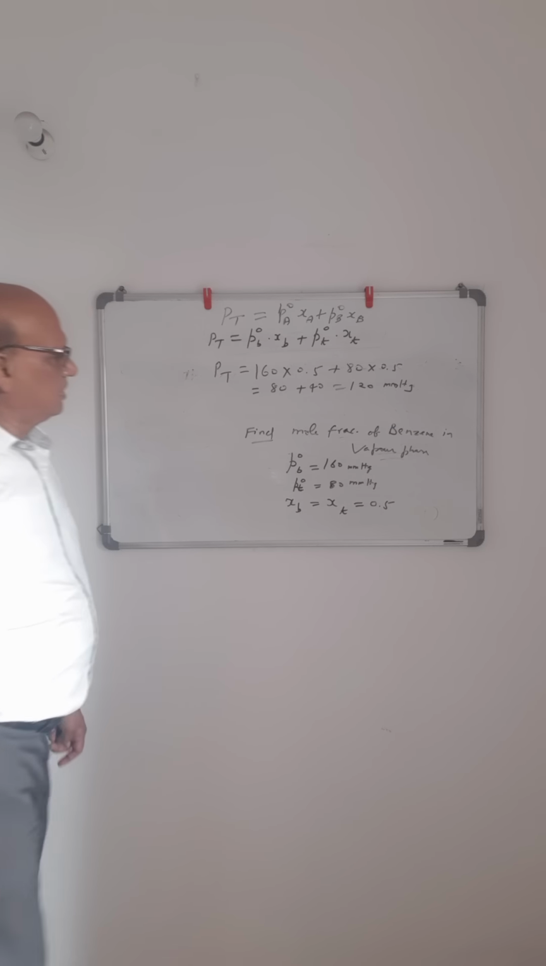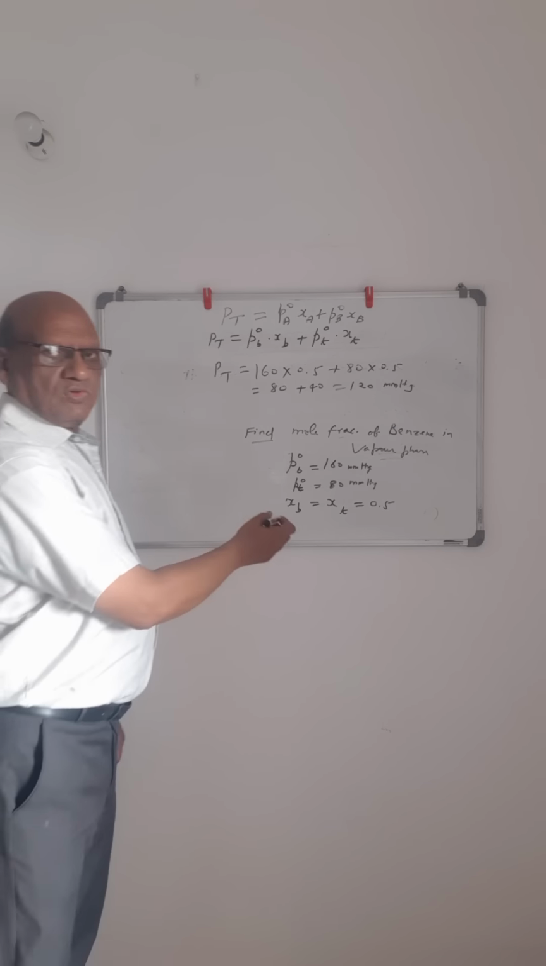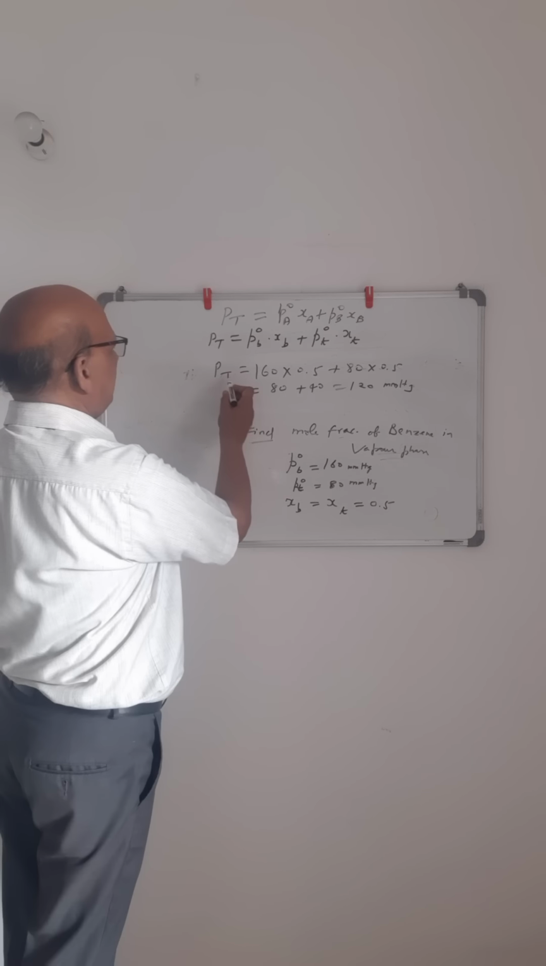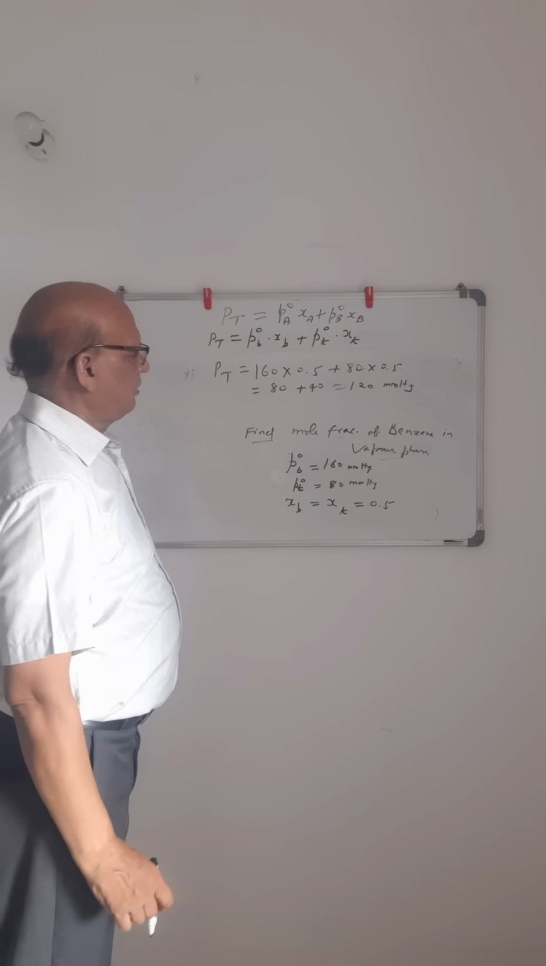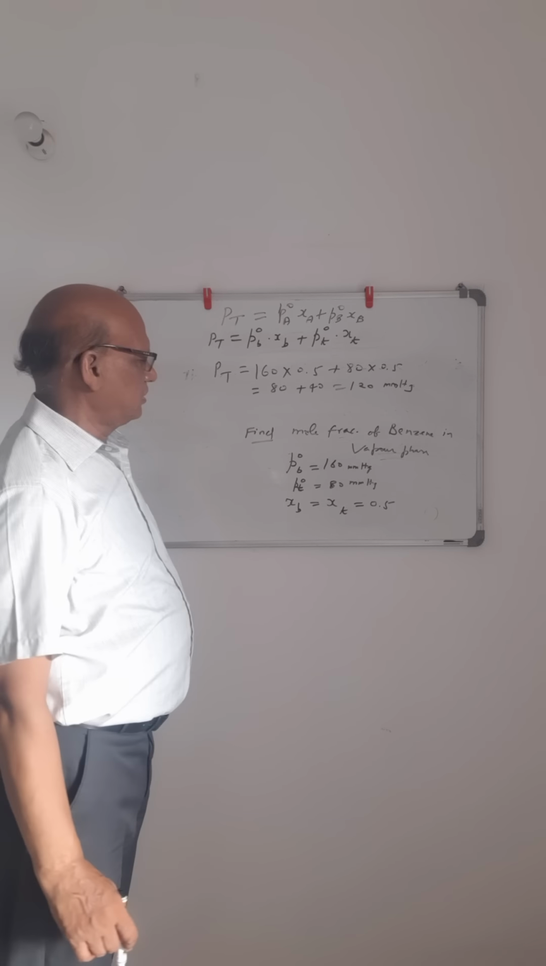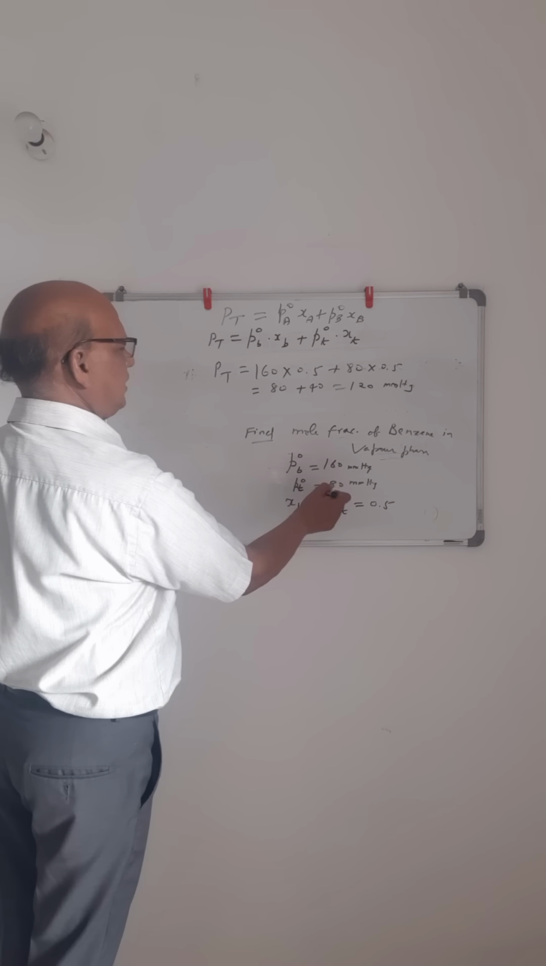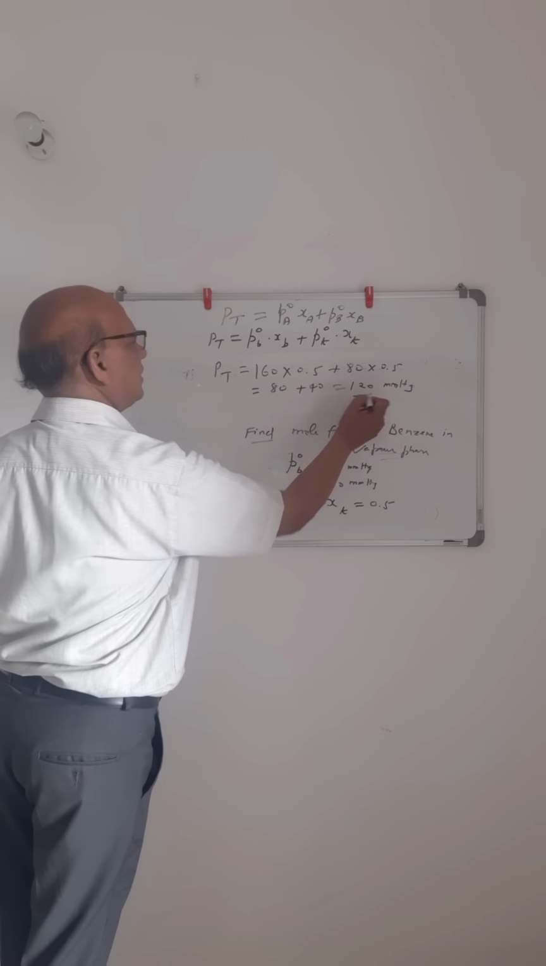So what you see, because this is an equimolar mixture, the vapor pressure of the solution is the average of the two vapor pressures of the pure components. So 160 plus 80 by 2 will give 120.